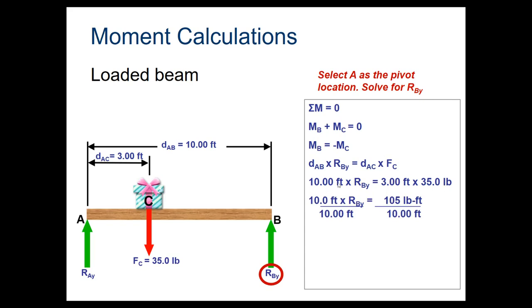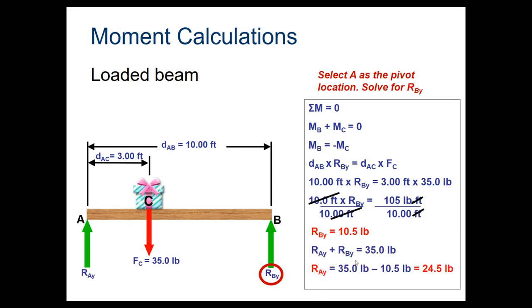And then take 105 divided by 10, because we're going to divide both sides by 10 to solve for RBY. And see, 105 divided by 10 is going to be 10.5. So that's telling us that the amount of force that is being held up at this end is 10.5 pounds. So 10.5 pounds of force is being applied to this beam at point B. That means that point A is the rest. So if we take 35 minus 10.5, you're going to get 24.5. That's the force at A.